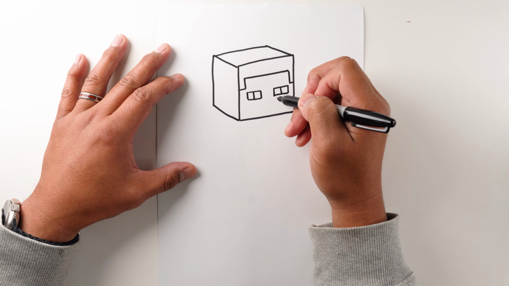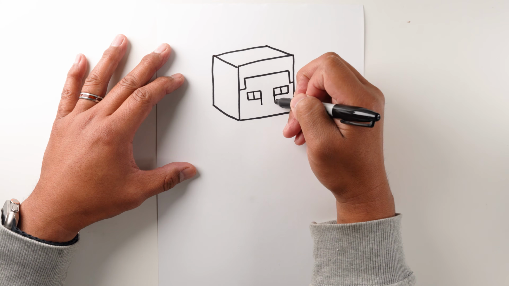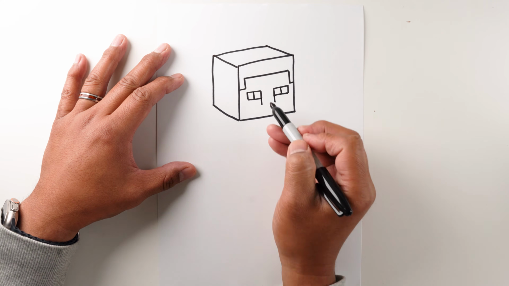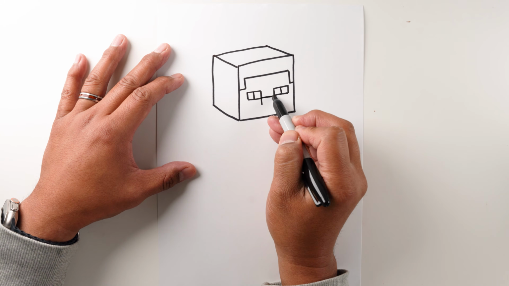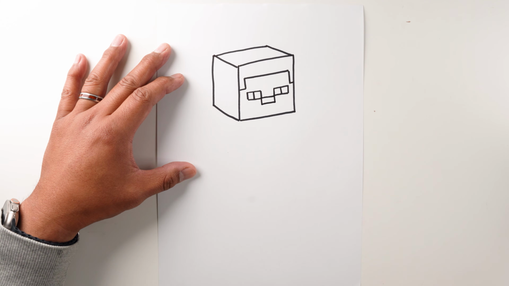His nose is also built of the same rectangle. So I'm going to do a straight line coming straight down from the end of his eyes like that, and then I'm going to connect the two lines to make his nose.